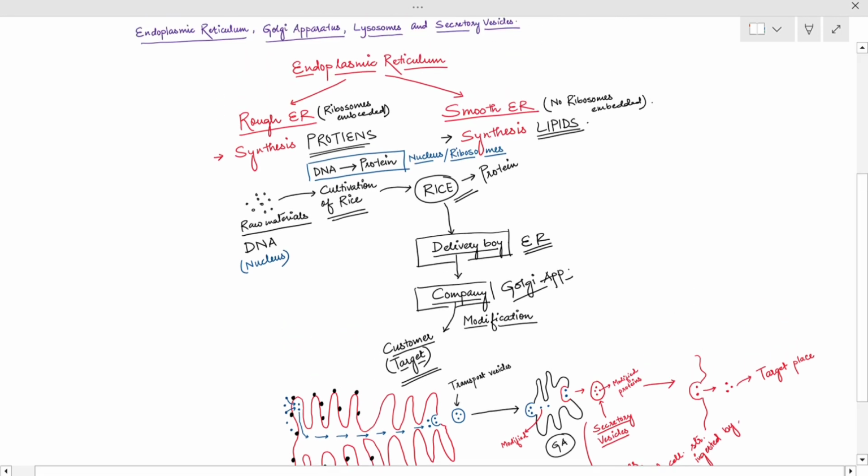And in the next part, we will be discussing the other organelles like the nucleus, mitochondria, and ribosomes. These are the organelles we will be discussing in the next part.